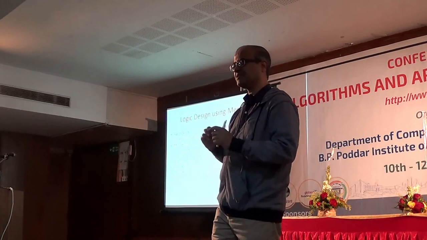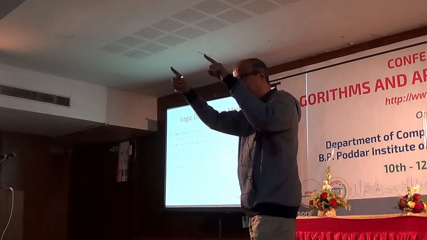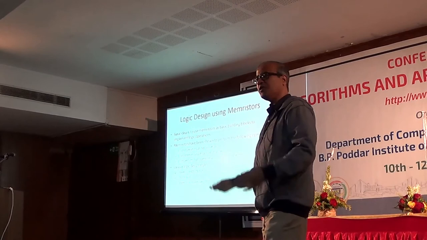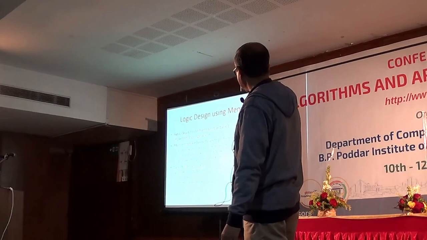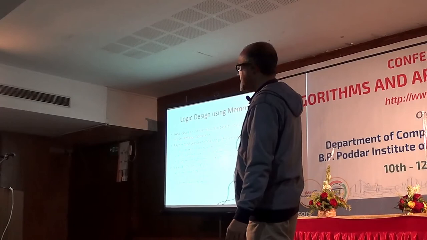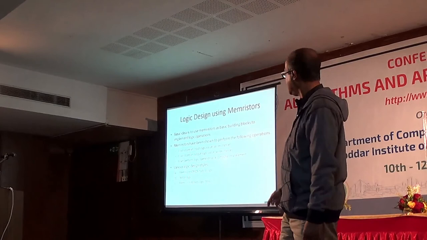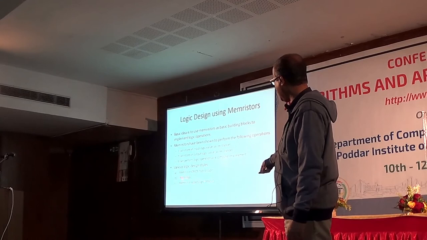Now, if we have a memory system like that in the form of a crossbar, a lot of work has been done where it has been shown that memristors fabricated on a crossbar can be used to implement certain kinds of logic operations. There are many works, so we shall be briefly looking at two of them, Imply and Magic. Let's see how they work.